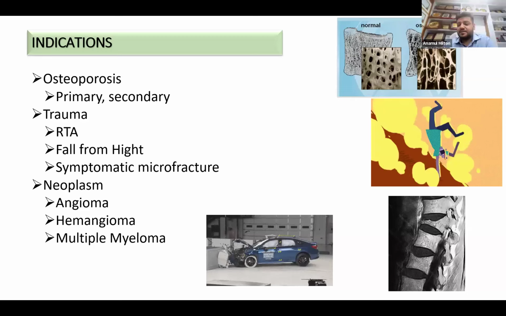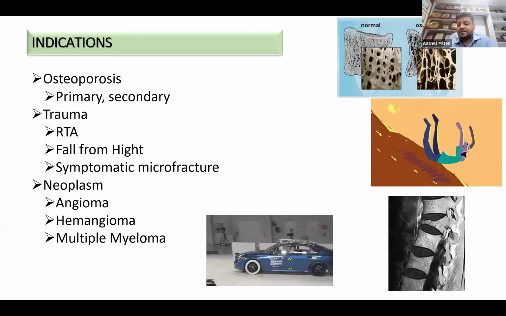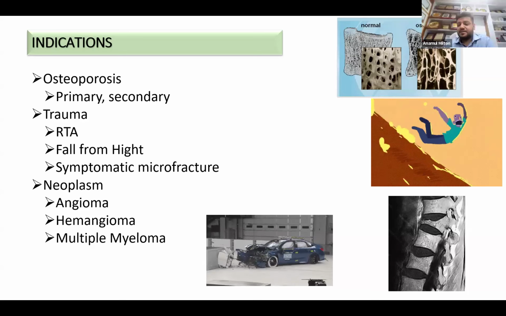So osteoporosis, mostly primary, secondary we can do, and also we can do it in trauma, traumatic fractures, some pathological fractures. Multiple myeloma is very common, and hemangioma and angioma. So here we can do the vertebroplasty. So these are the most common indications where we can do the vertebroplasty.